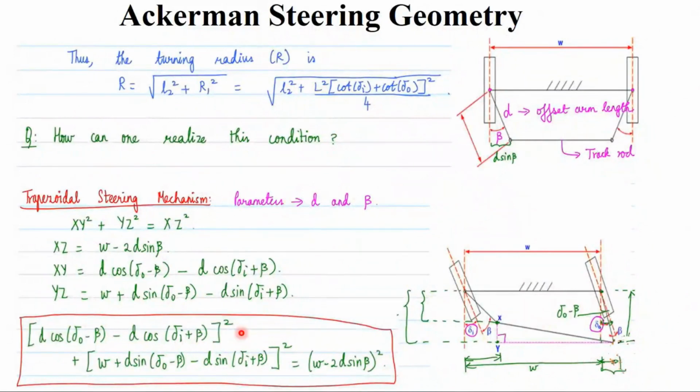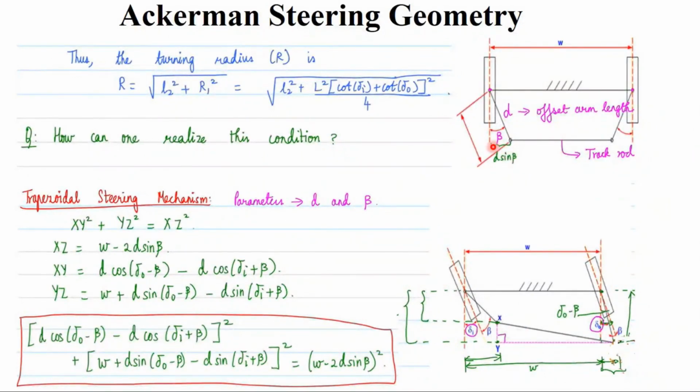Okay, so xz is nothing but what, square root of, we know that xz, right? Xz is nothing but, what is x and z? It is nothing but w, track width w, minus, this is w minus this distance. Okay, and this distance is nothing but 2d sine beta.